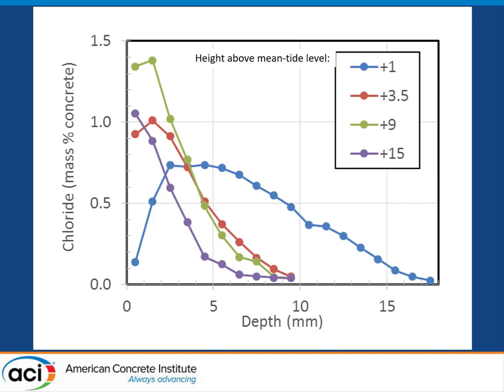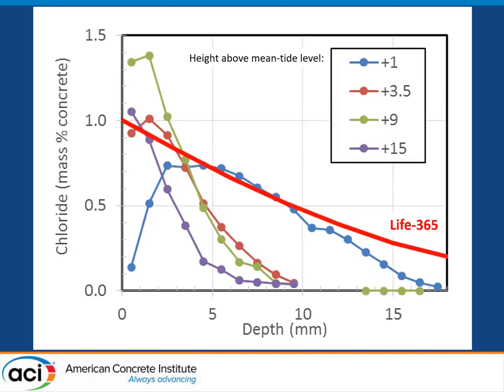And really, in this situation here, we could only really fit Life-365 to the profile from the mid-tide level, and it's a pretty good fit. It's not perfect, but it's a pretty good fit. But you can see as you go up the column to higher elevations, Life-365 is, of course, completely over-predicting the ingress, and we can expect that.